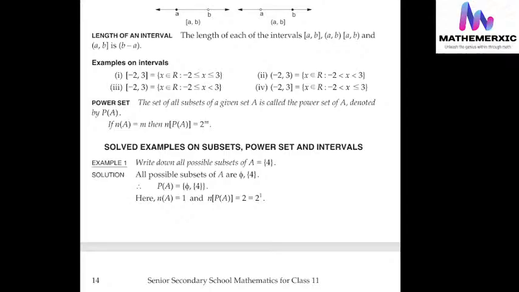The set of all subsets of a given set A is called the power set of A, denoted by P(A). If n(A), the number of elements of A, is equal to m, then the number of elements of P(A) is equal to 2 to the power of m. So if the number of elements of A is n, then the number of elements of the power set is 2 to the power of n, which is a very important case, I will say.